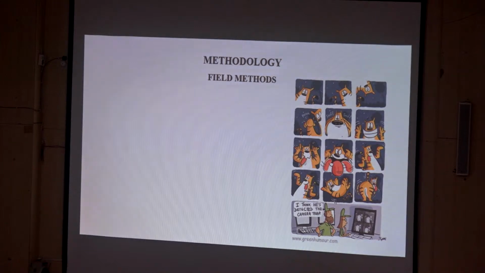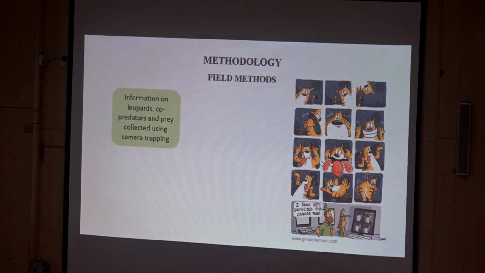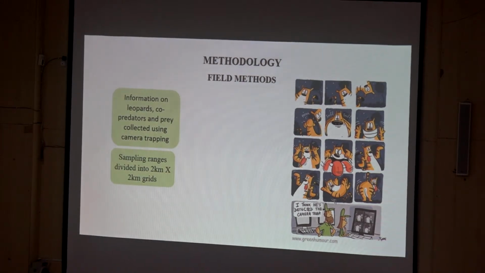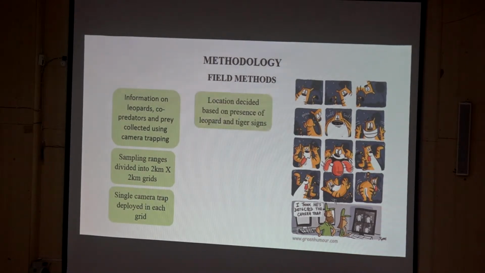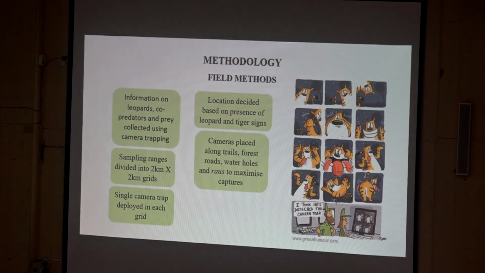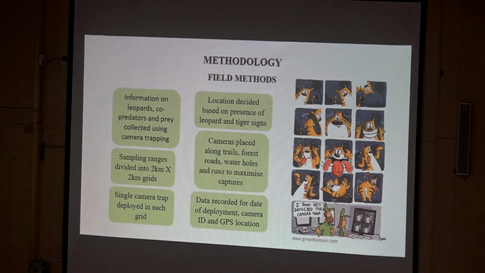In order to achieve these objectives, information on leopards, co-predators, and prey was collected using camera trapping. Sampling ranges were divided into 2 kilometer by 2 kilometer grids, and a single camera trap was deployed in each of these grids. The location and placement of cameras was decided based on the presence of leopard and tiger signs, and cameras were placed around trails, forest roads, water holes, and grounds to maximize capture of the target species as well as prey. Data was additionally recorded for the deployment date, the camera ID, as well as the GPS locations for the cameras.